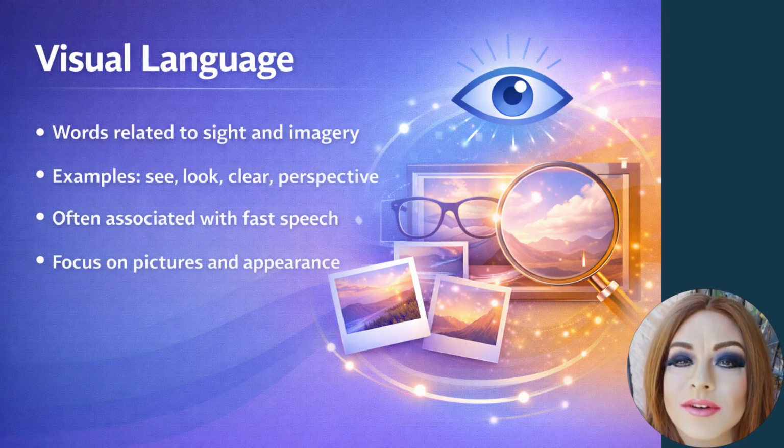Visual communicators often describe ideas using imagery. Their language frequently includes words related to seeing and visual clarity. You might hear phrases like, "I see what you mean." That picture is becoming clearer. Let's look at the situation from another angle. Visual thinkers often speak quickly because images can appear rapidly in the mind. They may also focus on how situations appear or how things fit into a broader picture. Recognizing these patterns helps you understand how they organize their thoughts.